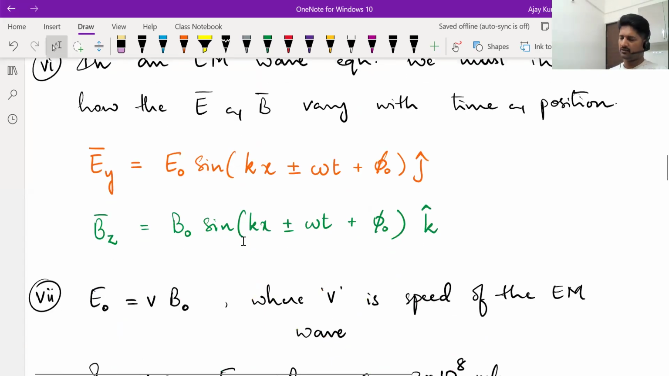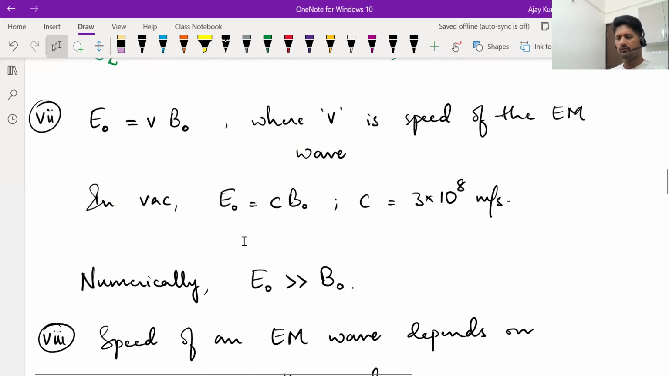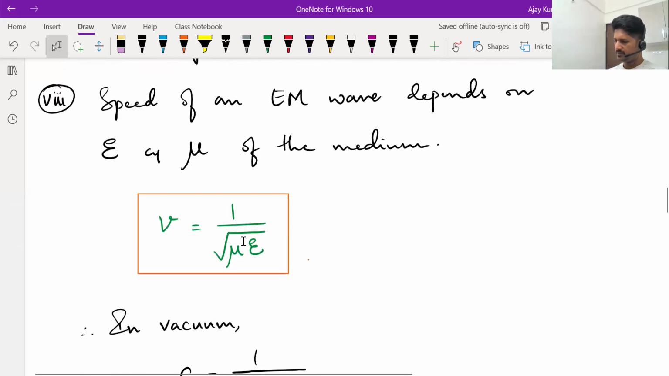Next, this is how we write the electromagnetic wave equation. You just mention the electric field equation, that's enough. From that, we can derive the magnetic field. Or you write the magnetic field, and from that we can derive the electric field. And what is the relation between their peak values? E naught is equal to V times B naught, where V is the speed of the EM wave in the particular medium. For vacuum, it becomes equal to c. Then, the speed of any wave depends on properties of the medium. So the speed of an electromagnetic wave depends on the permittivity and permeability of that medium, epsilon and mu. Dimensionally also you can check, 1 by root mu epsilon will have dimensions of speed.